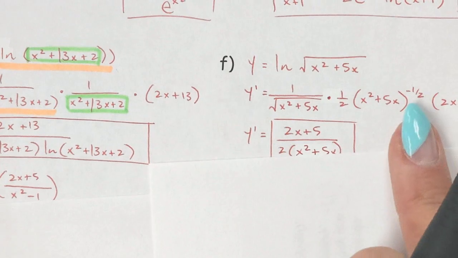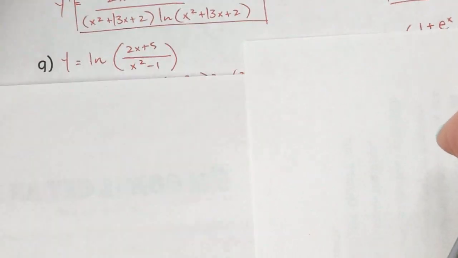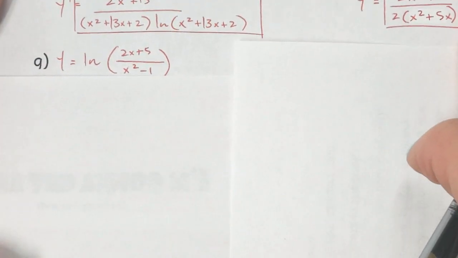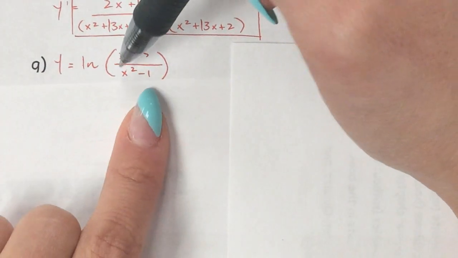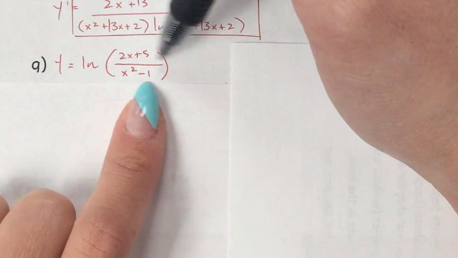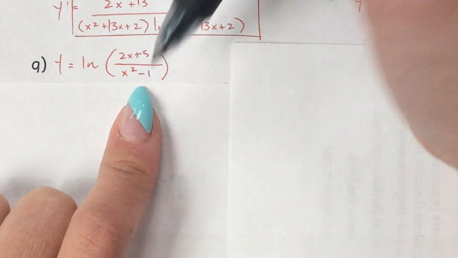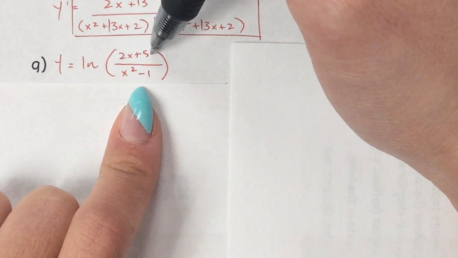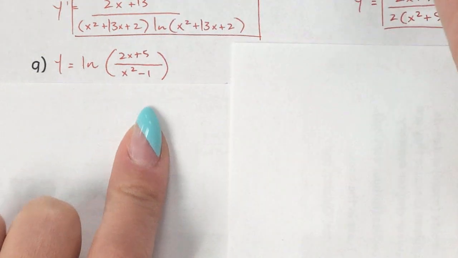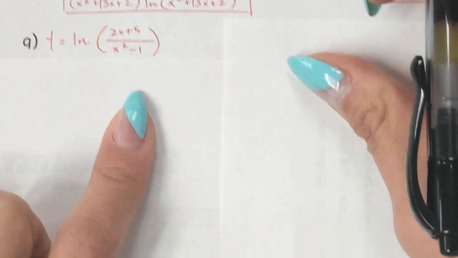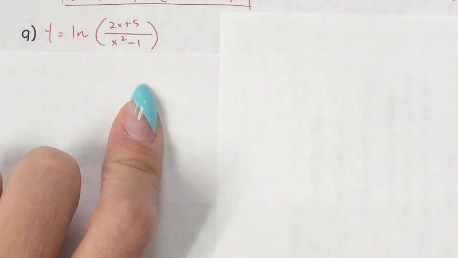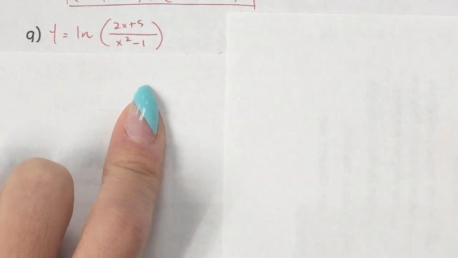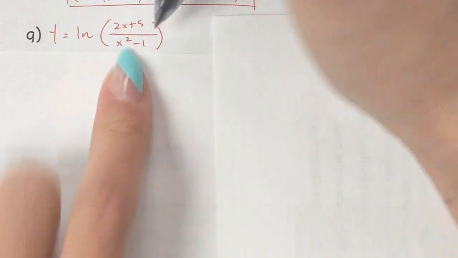Here is a fun one. So, ln of a quantity, and then that quantity is a fraction. So 2x plus 5 over x squared minus 1. Okay, there are 2 ways that you can do this. I'm going to show you one way, all right? So the one way that we can do this is going to be treating it like it looks like.